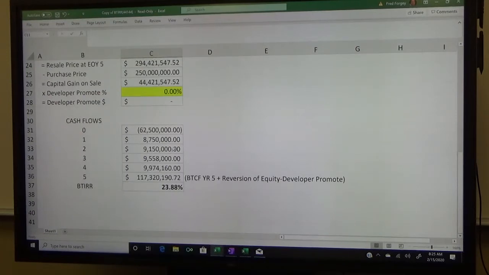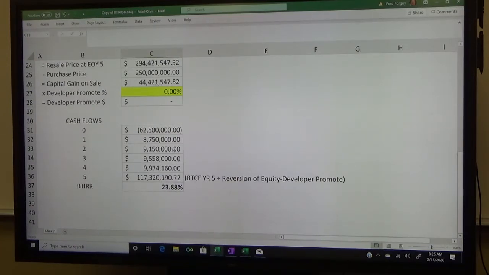So we go from having, in the previous example, a 17.75% internal rate of return to a 23.88% internal rate of return. So all of that difference is due to that 2% growth rate in the rents, or in the net operating income. All right, does that make sense, everybody? Yes or no?